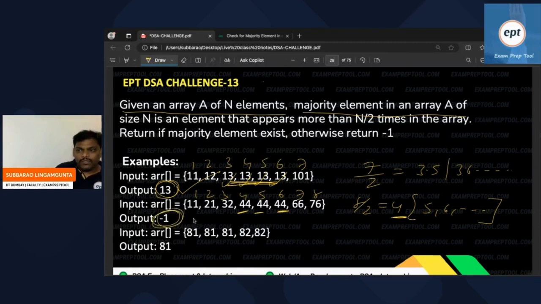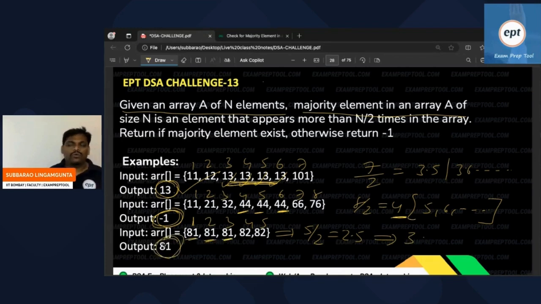In a similar way, can you see 1, 2, 3, 4, 5. In the given array, 5 people are there. 5 by 2 is 2.5. More than 2.5 may be 3. Is any person in the given array there 3 or more than 3 times? Yes, there. So the majority element is 81. So you have to write an algorithm. If a majority element exists, you have to return him. Otherwise, return minus 1. You have to plan one algorithm for this.